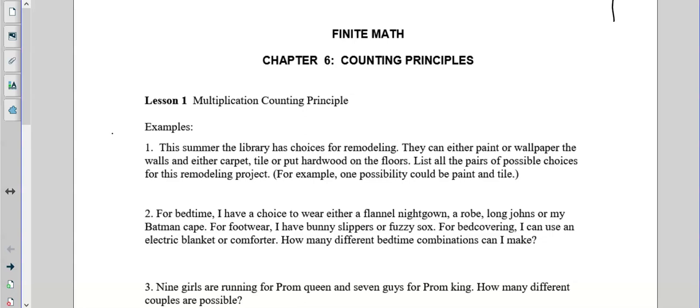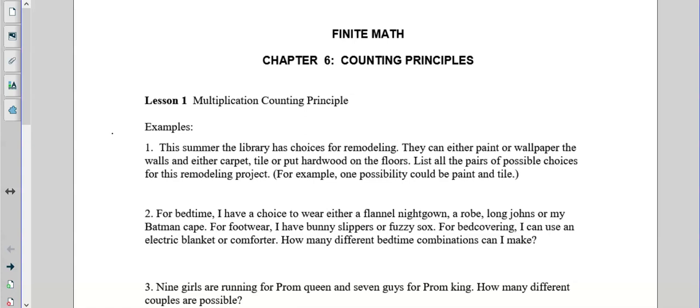All right, so chapter 6 is counting principles, basically the beginning of getting ready for statistics stuff. A lot of you have seen this before, some from stats, geometry, maybe one of the other math classes. So counting principles is just an organized way of figuring out what the possibilities are.